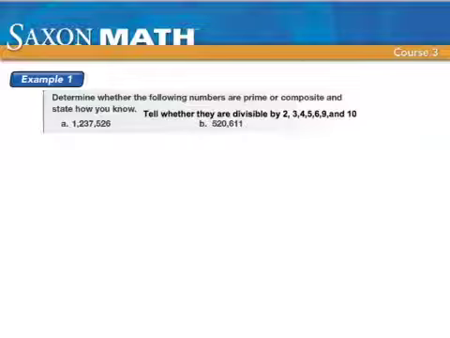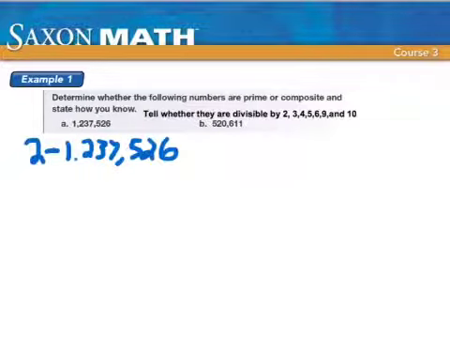And if one of those tests is true, if it's divisible by one of these numbers, then it's not prime. That means it has to be composite. So let's go ahead and look at the divisibility test for 2. The divisibility test for 2 says that if it's even, it's divisible by 2. So if I look at 1,237,526, to tell if it's even or not, I'm looking at the last number. Well, it ends in 6. That means it's even. So the number is divisible by 2.